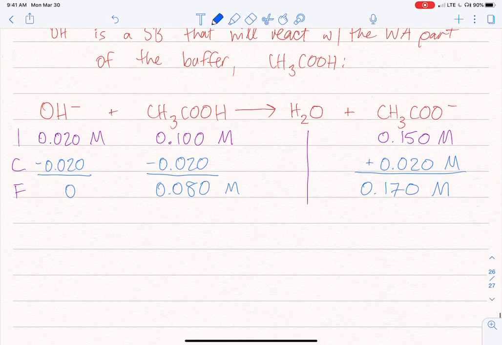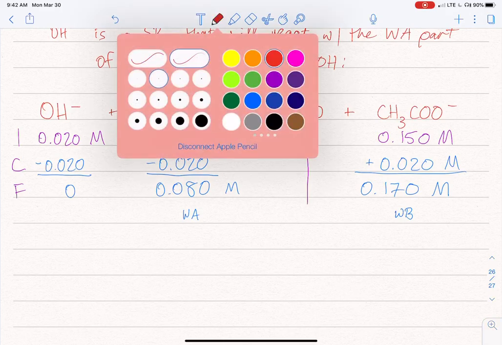Is it still a buffer? It absolutely is, right? At the end of this, I have a weak acid, weak base combination. And as long as I have both of those two components, it's a buffer.